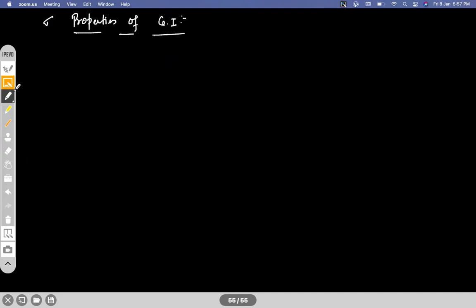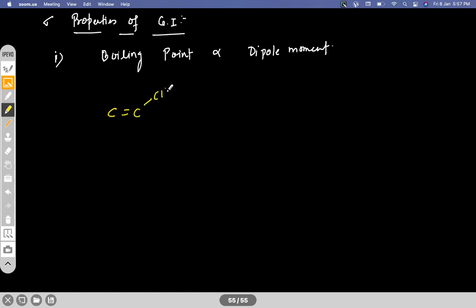Geometrical isomerism. If they ask you to find out by dipole moment, boiling point, first of all, the boiling point is directly proportional to the dipole moment. If you talk about dipole moment, you see this example. We have C double bond C, CH3 H, and here we have CH3 H. Cis or trans, this one? Cis. And this one is trans.